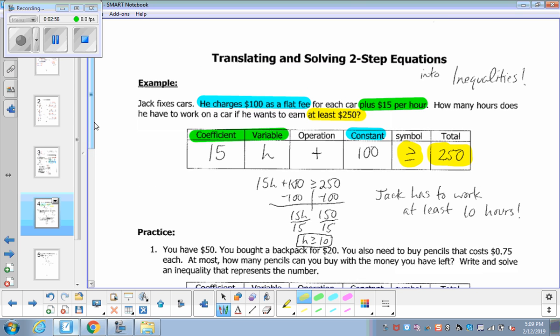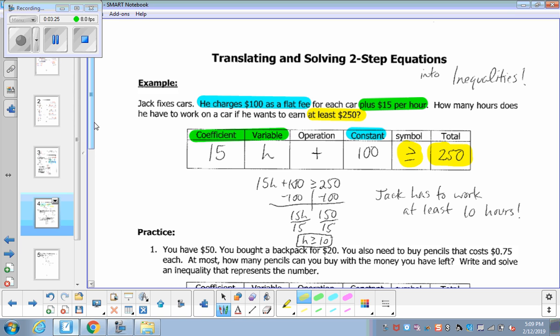All right, now for the next practice question, I want you guys to read along with me before we try to fill in the boxes. So you have $50. You bought a backpack for $20. You also need to buy pencils that cost 75 cents each. So it sounds like we're getting ready for school. At most, how many pencils can you buy with the money that you have left? We want to write and solve an inequality that represents the number of pencils.